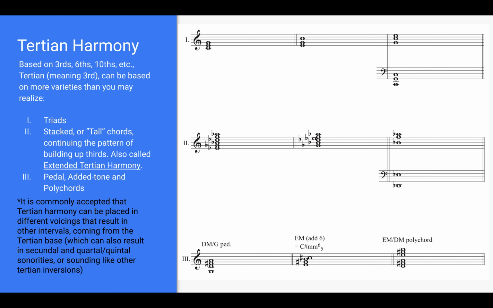All right, now we're talking about tertian harmony. I actually saved that for last because there's a lot more to talk about with tertian harmony. It's based on thirds, sixths, tenths, etc., right? The sixth is the inversion of the third, the tenth is the compound. Tertian, meaning third, can be based on more varieties than you may realize.